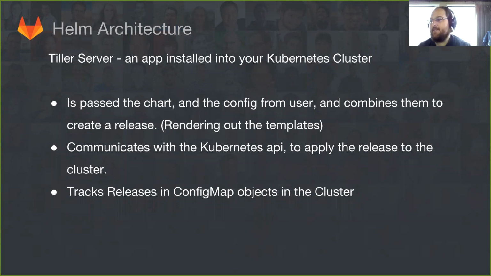That application running in your cluster is in charge of rendering the templates that get passed to it, and then it communicates with the Kubernetes API to apply that release, those new deployments, to the cluster. It doesn't have its own database. Instead it tracks all the information about the releases and the things you've installed using Helm in config map objects in the cluster, the config map being that text-based storage I was mentioning before.